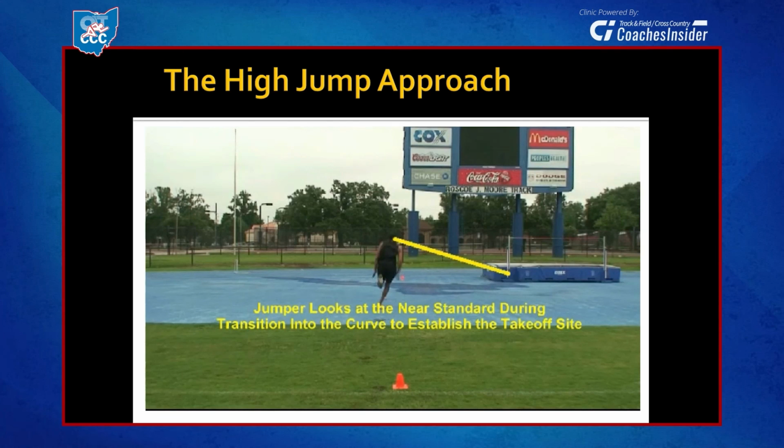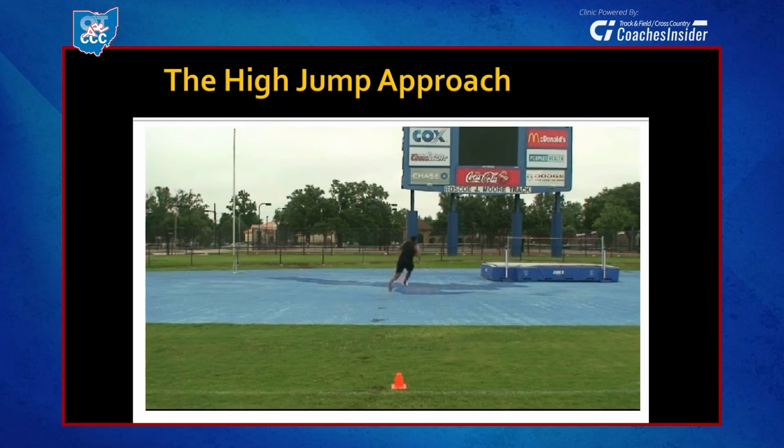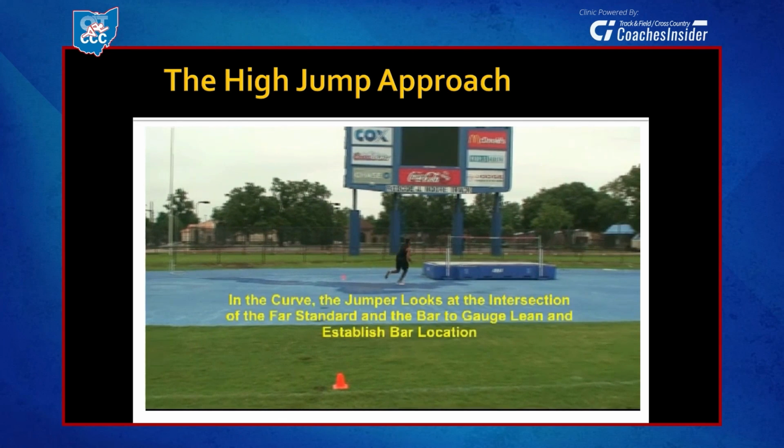Then, once we get even deeper into the curve, say around step 7 or so, maybe step 8, this is where our focus changes again. We start to look at the far standard, specifically the intersection of the far standard and the crossbar.